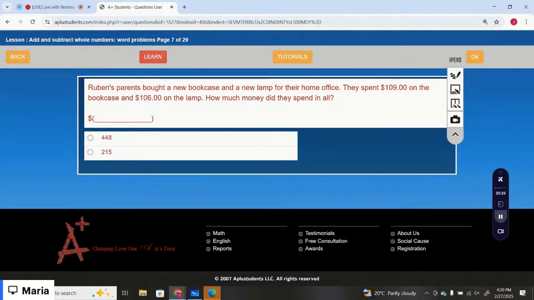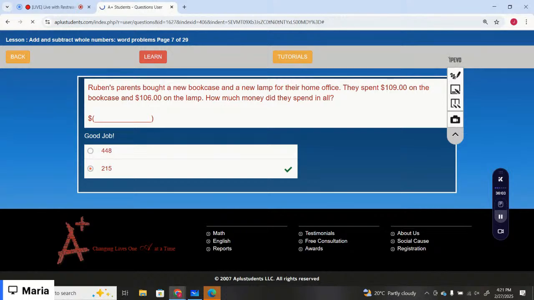Robin's parents bought a new bookcase and a new lamp. So, which is the correct option? Option number two is the correct option. That is $215.